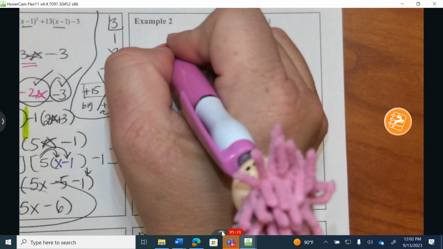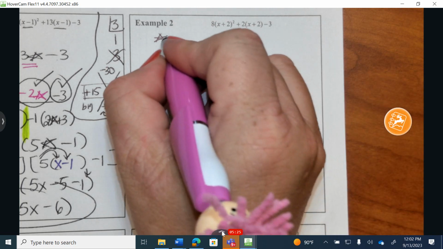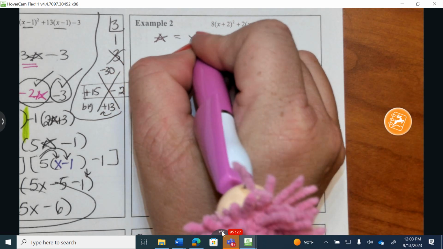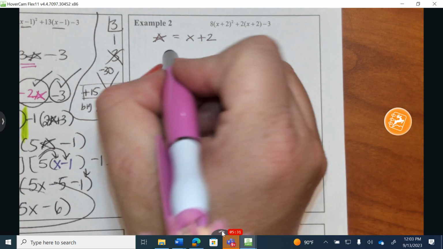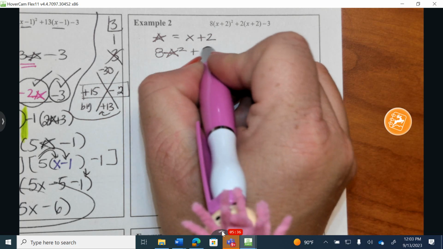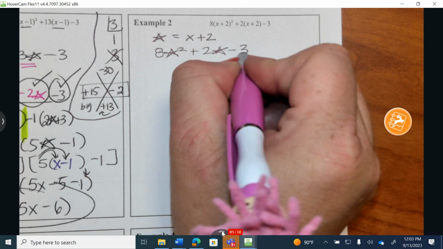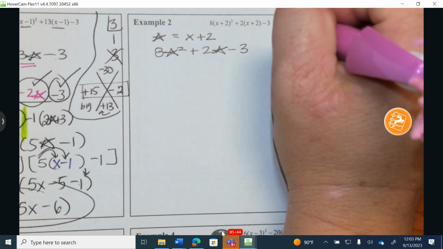Example 2, I'm going to start by saying, remember you have to write small if you're messy like me especially. So my star is going to be the quantity that's going to be equivalent to x plus 2. And I'm going to write down what I have. I have 8 star squared plus 2 star minus 3. And then I have to identify 8, 2, and 3. The smallest number is 2.